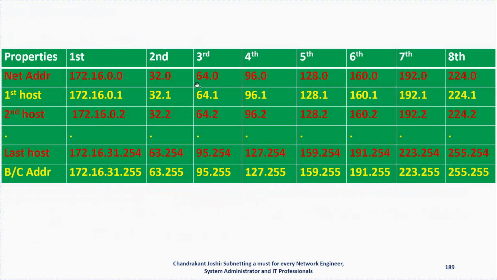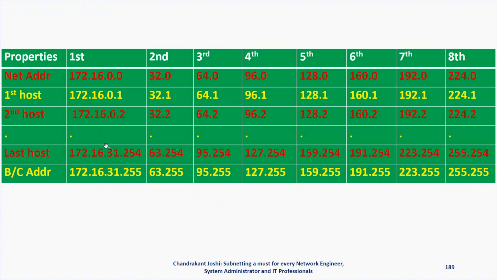So 32 plus 32 is 64. So this is actually 172.16.64.0. This is 172.16.96.0, and so on. So this is the third octet, this is the fourth octet. And if I subtract 1 from here, this becomes 31.255. So this is the broadcast address, and everything in between these two would be the valid host addresses. So these are also valid host addresses. So first, second, third, fourth, fifth, sixth, seventh, eighth subnet. So totally there are 8 subnets.